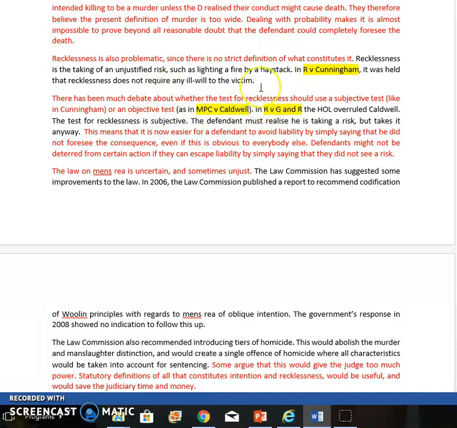We did have an objective test in MPC and Caldwell, but this was overruled in R and G&R. And it was very young children in the case of R and G&R. And the House of Lords said that the defendant must realise he's taking a risk and takes it anyway. So we've gone back to a subjective test. I think that's fairer, but on the other hand, it's now easier for a defendant to avoid liability by simply saying that he didn't foresee the consequence, even if everybody else would have seen it coming.